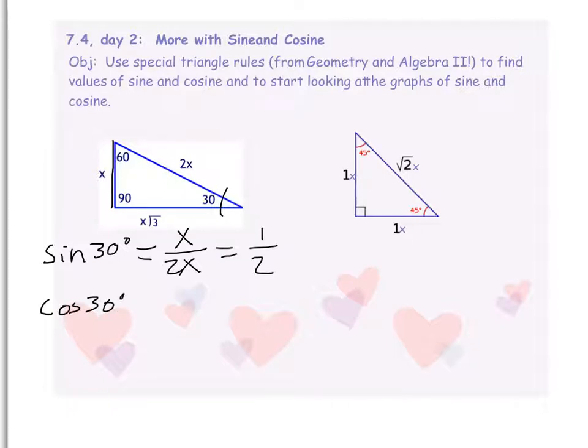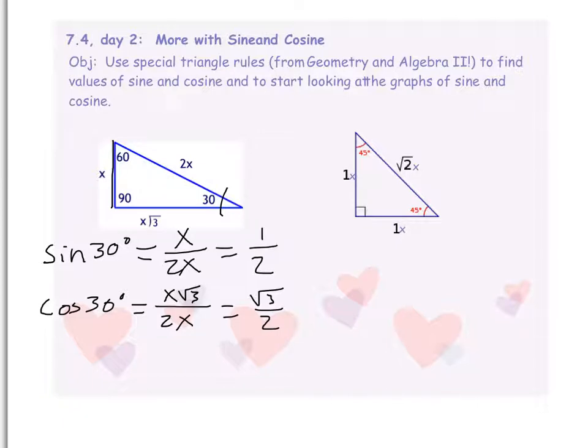Let's look at the cosine of 30 degrees. That's adjacent over hypotenuse. Again, the x's cancel, and we get square root 3 over 2.